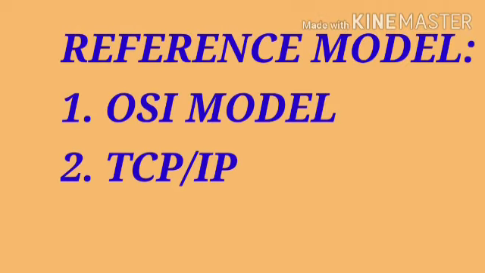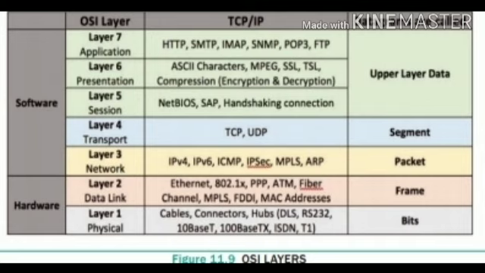Next concept is reference model. It includes two models. One is the OSI model, another one is the TCP/IP model. The OSI model was first found in the year 1934, which is mainly used for intercomputer communication. It consists of 7 layers: physical layer, data link layer, network layer, transport layer, session layer, presentation layer, and last one is the application layer. The first layer, the physical layer, defines the electrical and physical specification for devices.